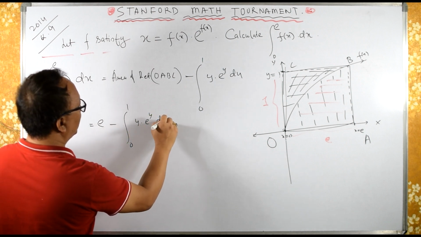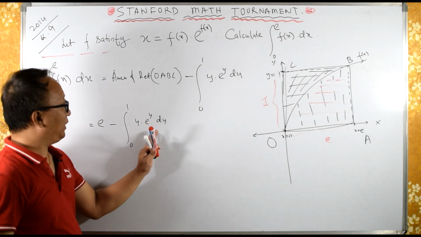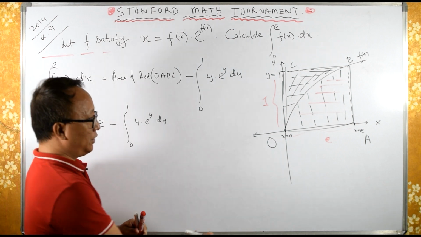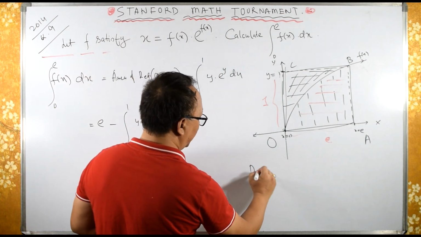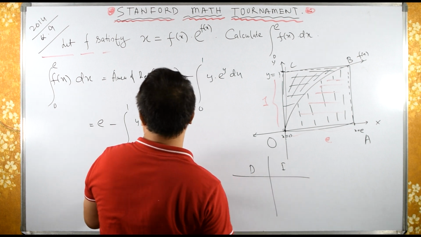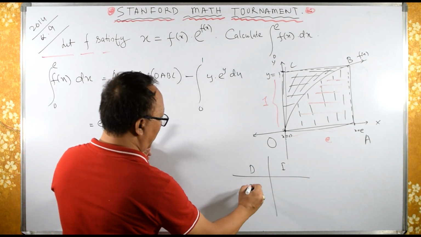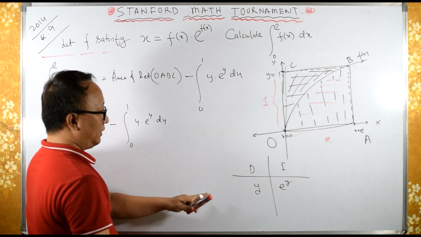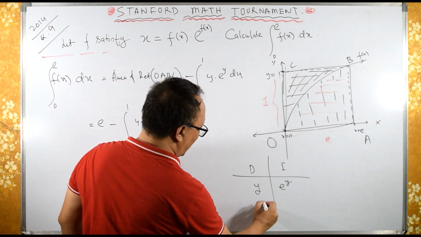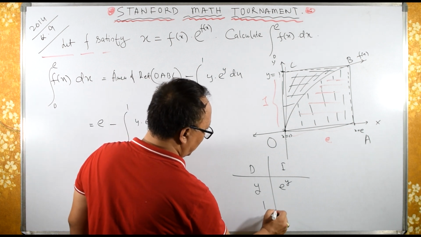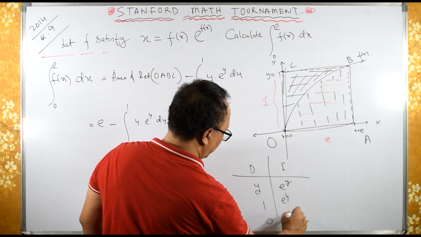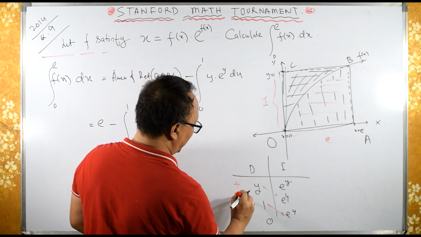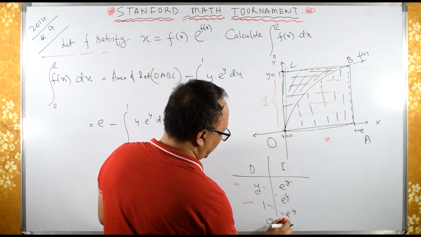Here we can use the tabular method or DI method, or you can use integration by parts. I will use the DI method. In the differentiation part I will keep y, and in the integration part I will put e raised to y. Differentiation of y is 1, differentiation of the constant becomes 0. Integration of e raised to y is e raised to y. Here this into this, minus here this into this, plus, minus, and then it becomes 0.